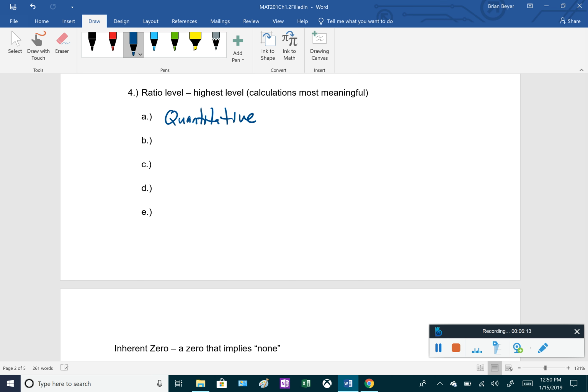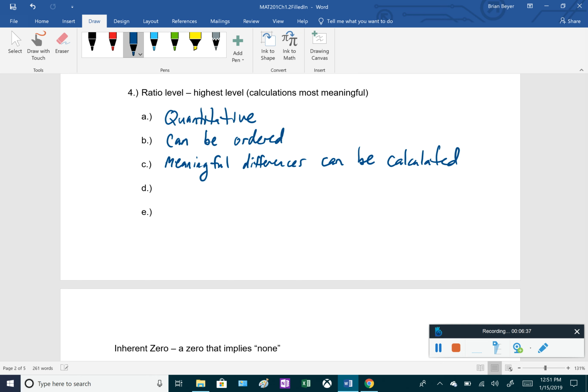So numerical values only. And once again, this can be ordered. It doesn't have to be ordered, but it can be. And just like interval level, meaningful differences in the data can be calculated. So it absorbed the interval levels.